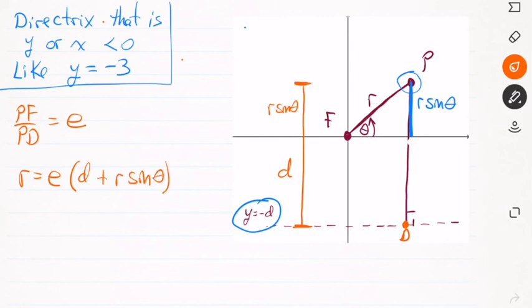And then that leads us to r plus er sine theta. Ooh, not plus. That was the whole point of this. This becomes minus er sine theta is equal to ed. And then that leads us to r is equal to ed over 1 minus e sine theta.